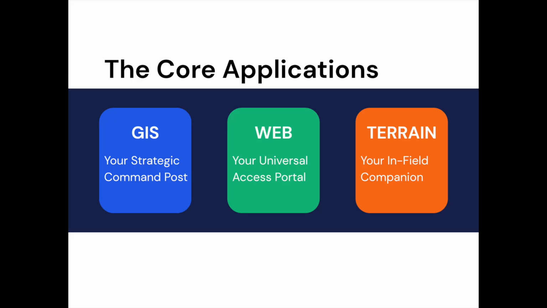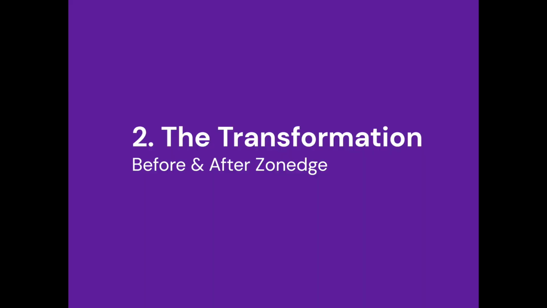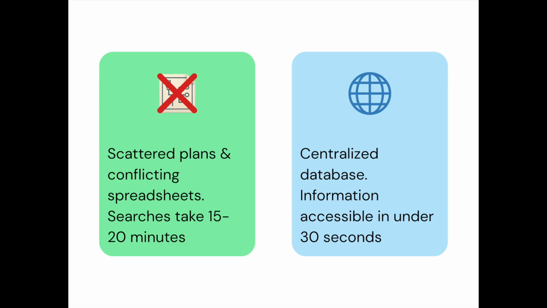Then there's Zonedge Web, which is your universal portal for secure access to all that network data right from any browser. And finally, there's Zonedge Terrain, the absolute essential companion for your teams out in the field. And yes, it works even when they're offline. Okay, so let's talk about the real-world impact of all this. We're going to break down the transformation you can expect to see, a genuine before and after look at your daily operations. Let's kick things off with data management.